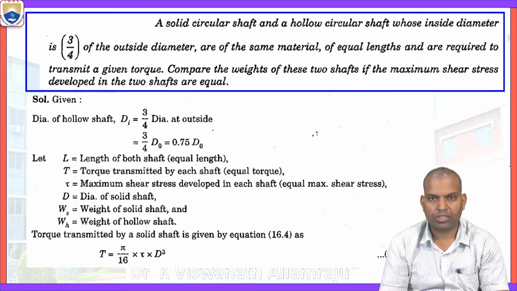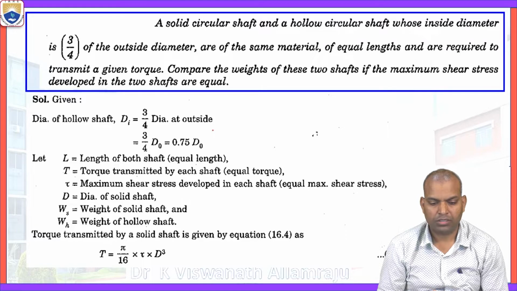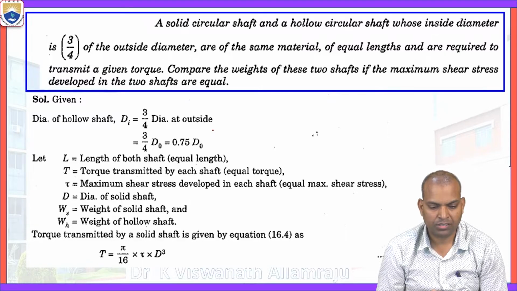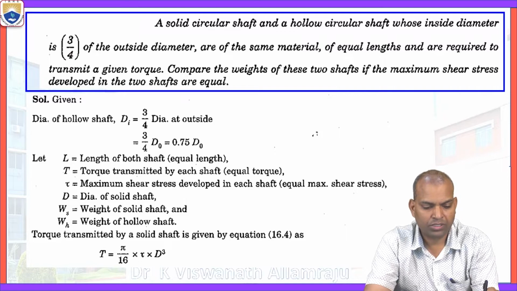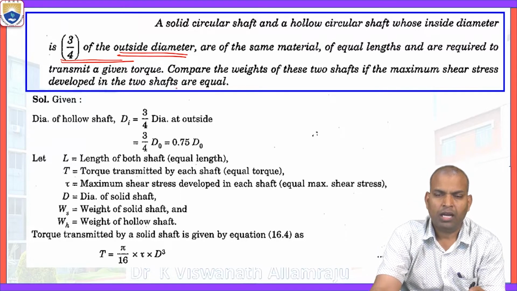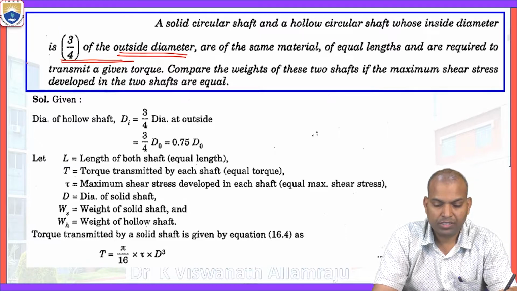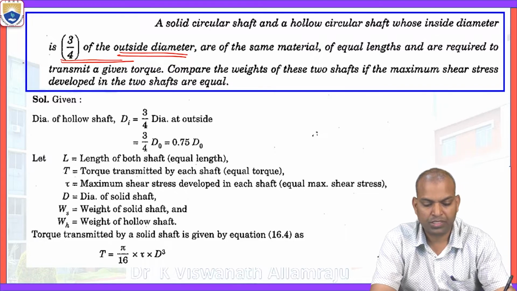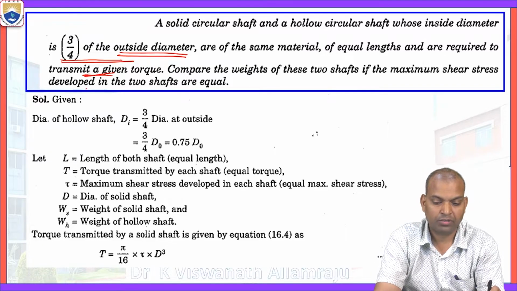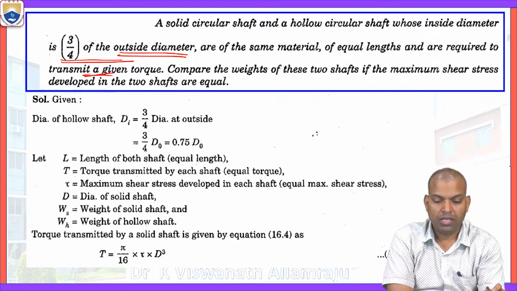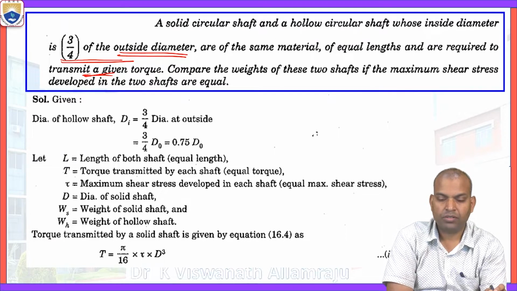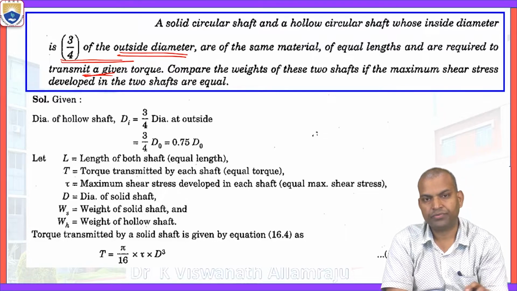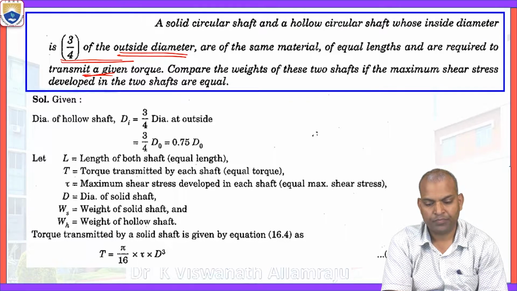Here we have a solid circular shaft and a hollow circular shaft whose inside diameter is 3 by 4th of the outside diameter. These shafts are of the same material and the same length and are required to transmit a given torque, that means the same torque. Again here we have to compare the weights of these two shafts. What is the ratio of the weight of the solid shaft to the weight of the hollow shaft?